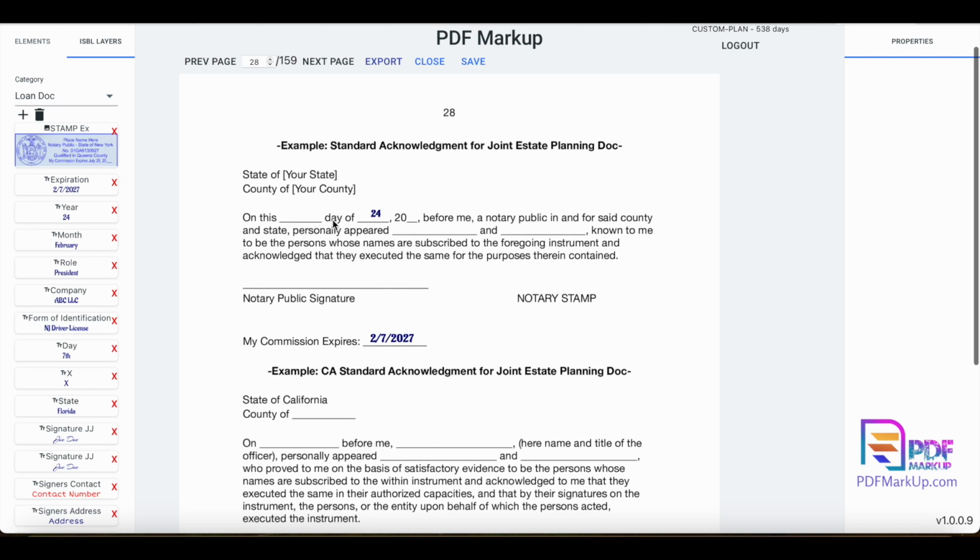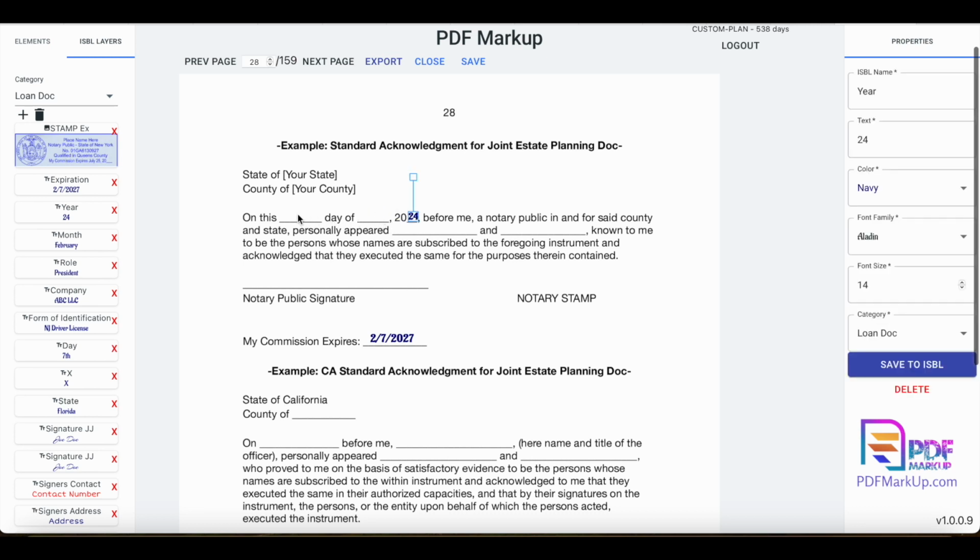On this blank day of blank 2024. So the date of the date that it is. So if it's the 7th or the 8th or whatever day it is today that you're doing the notarization, you put the day. And then the month of is for the month. Put February.